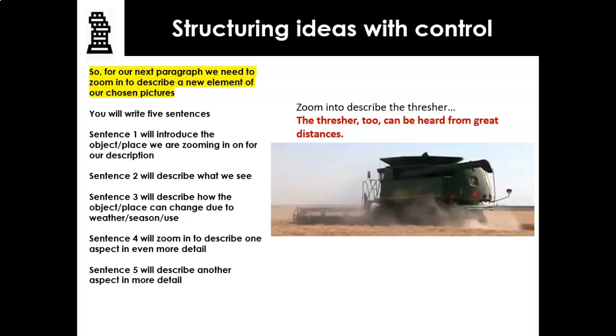this picture. Number 3, how does that object, that place change due to weather or season? Yep, in the height of summer, before harvest, the machine stands silent and still. But when September comes, it roars into life. So there's my sentence 3, how it's changing due to the weather.